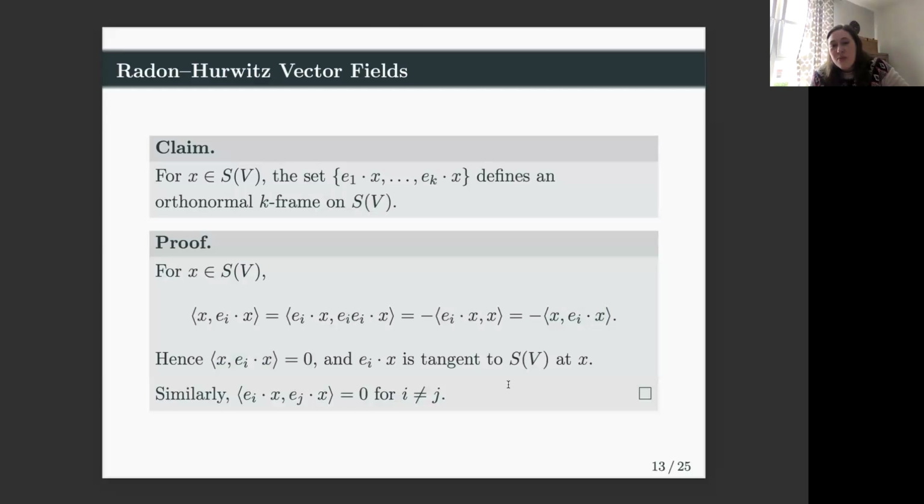And the other thing we need to check is that the elements of this set are pairwise orthogonal. But you can hopefully see you just play the same game. This time you'll multiply everything by EI, or EJ times EI, or some combination of this, and then you just use the Clifford relations, and you'll have the same kind of game.